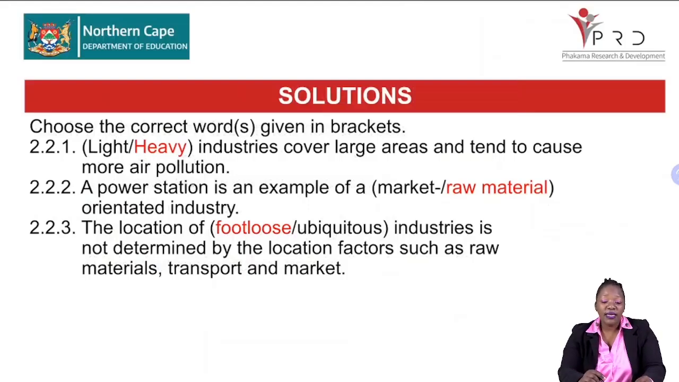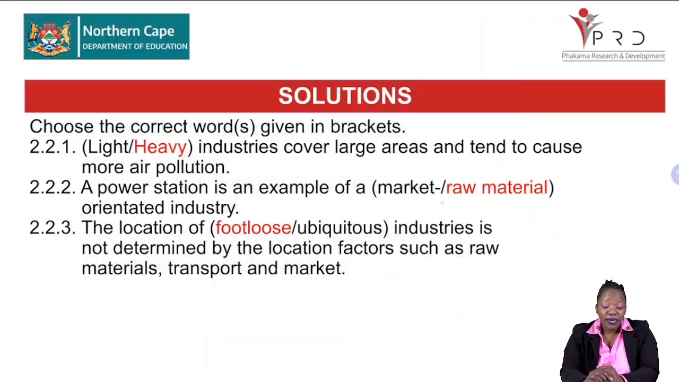Then secondly, the power station is an example of your raw material oriented industry. Remember, the power station like your Eskom, they need to be next to the coal mining because they are generating electricity using the coal. So therefore, we call them the raw material oriented industries because they need to be closer to the source of raw material they are using.